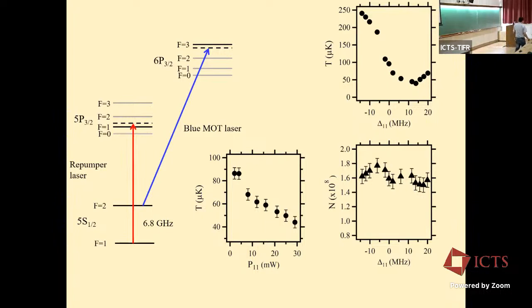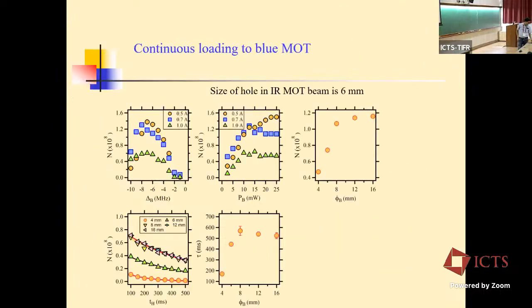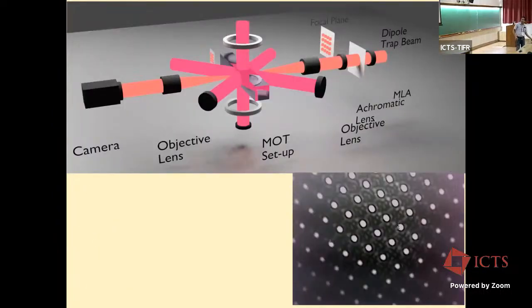No other questions, it seems. I have one. You had this last image you showed, the array. How are you creating the array? So here we are having an MLA, a micro lens array, okay? Yeah.